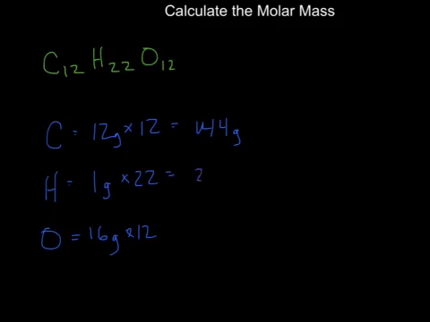Hydrogen, we have 22 grams. And oxygen, we have 192 grams. Add them all up, this compound has a molar mass of 358 grams.